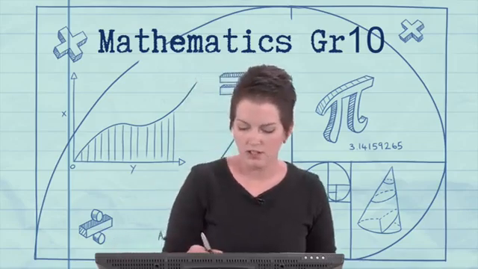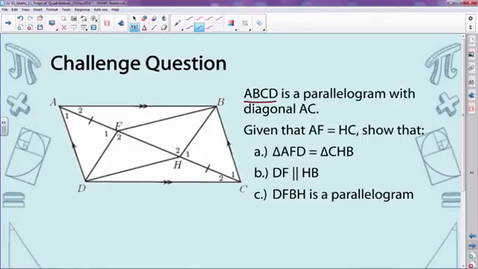The challenge question. ABCD is a parallelogram, that's very important, with diagonal AC. Given that AF equals HC, show that triangle AFD is equal to triangle CHB, and DF is parallel to HB, and DFBH is a parallelogram. Okay, I'm going to give you 2 minutes to write that down, and then we'll talk again.